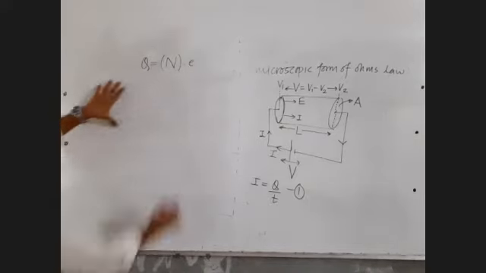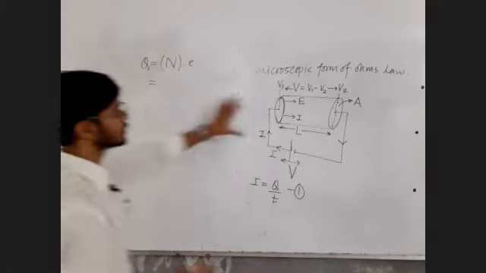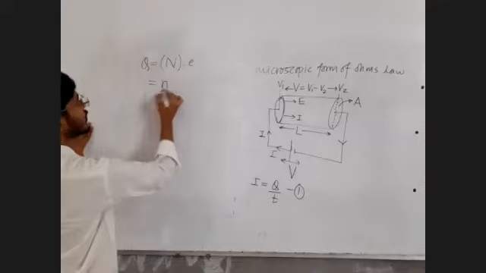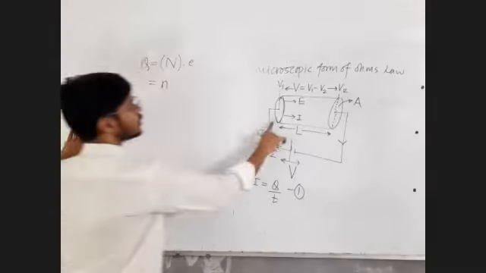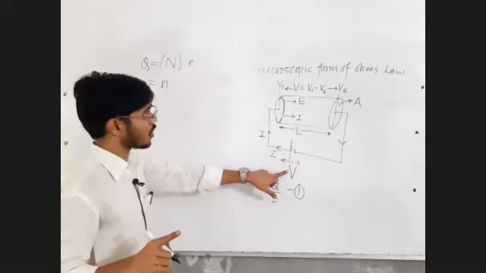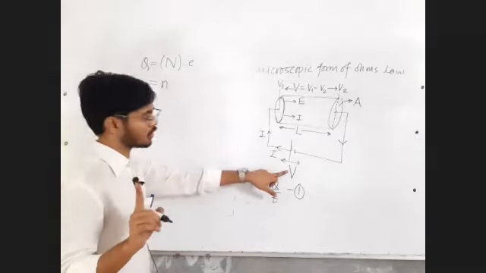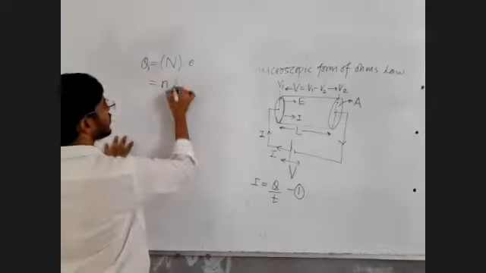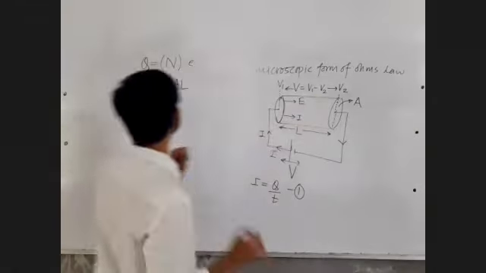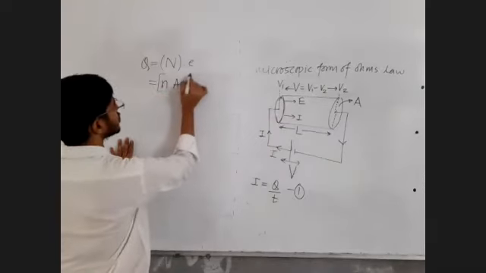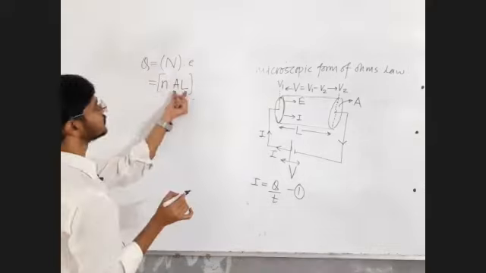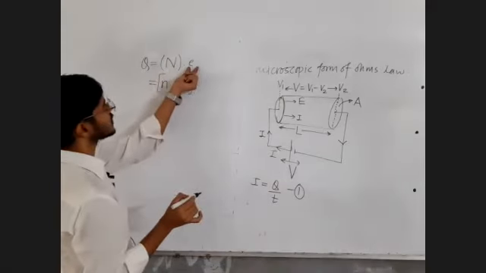Now the total number of electrons in this volume I can write as the number of electrons per unit volume into the volume. Now, small v and capital V, we should not confuse. So for volume, directly write area into length. So these are the number of electrons: number of electrons per unit volume into the volume, multiplied by charge on a single electron.